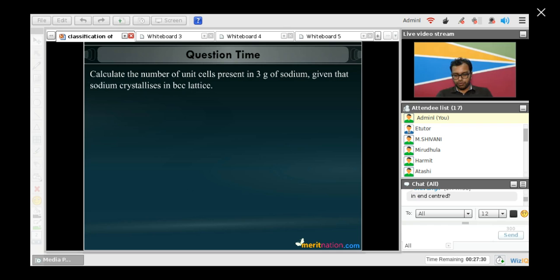Now a question is given to you. You have to solve this question. In end centered, how many atoms will be present? 2, right? Everyone is getting 2. So end centered is what? I'm drawing the end centered unit cell first.